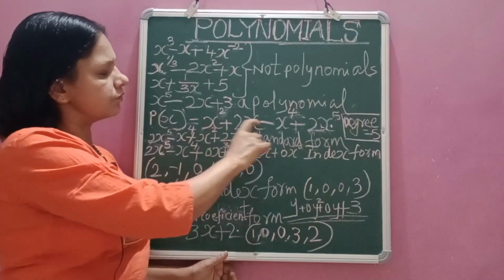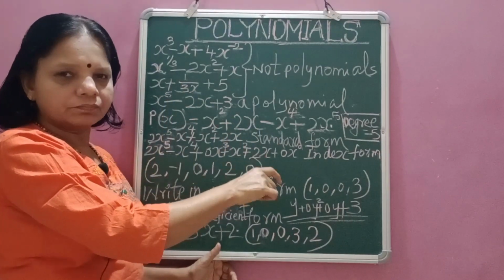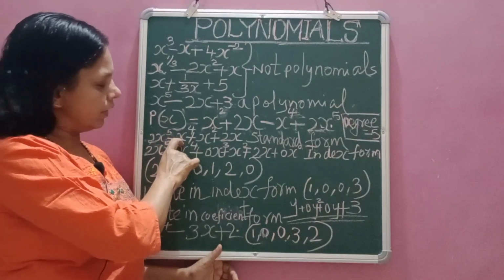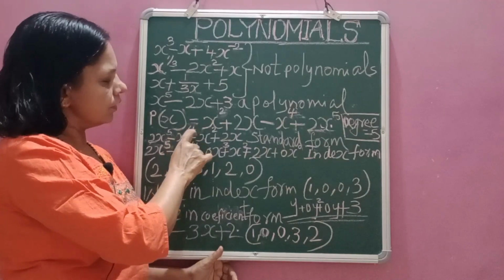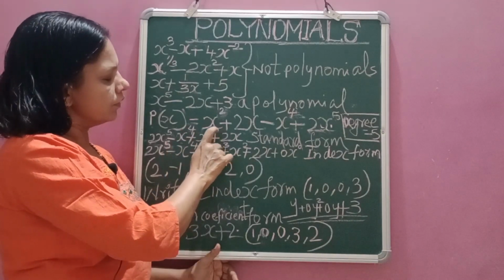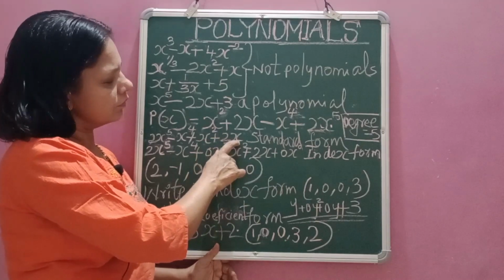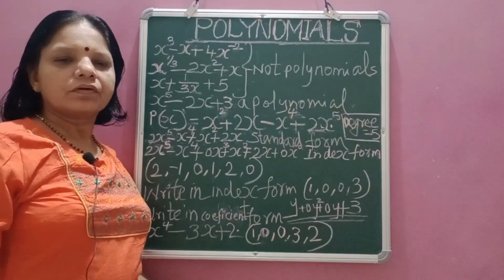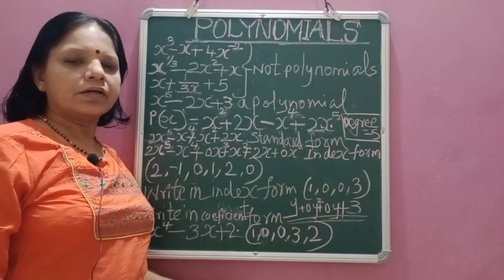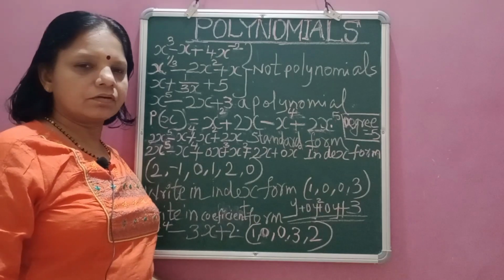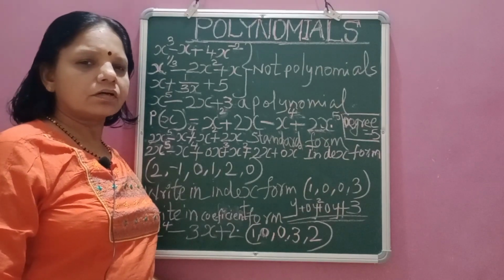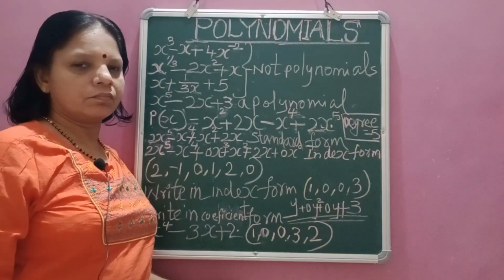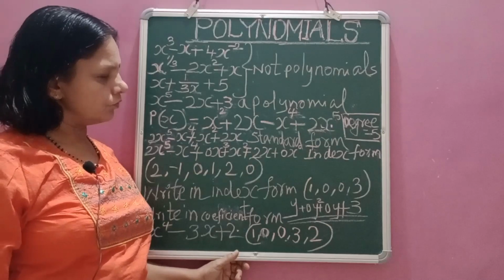So how will you write this in standard form? 2x raised to 5, then minus x raised to 4, then plus x square, then plus 2x. No more terms, that is the standard form. So what is standard form? Write either in descending order or ascending order of the powers of the variable in the polynomial. That is the standard form.